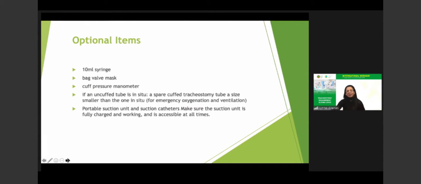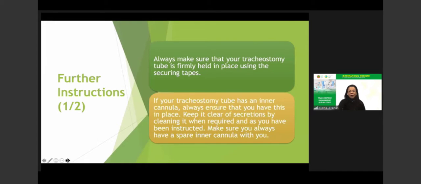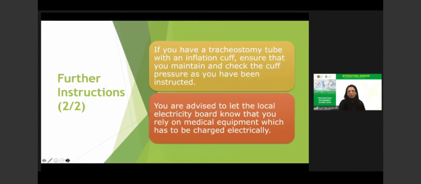There's a few optional items, but this is for someone who's actually very good in delivering the service in the community setting. But a suction is very, very important, because this is the only way sometimes that you can get the thick secretions out. And in case of an emergency, this is the first equipment that you would be reaching out for. Just making sure that they're all in place. You have a spare inner cannula. Inflation should be checked as well.